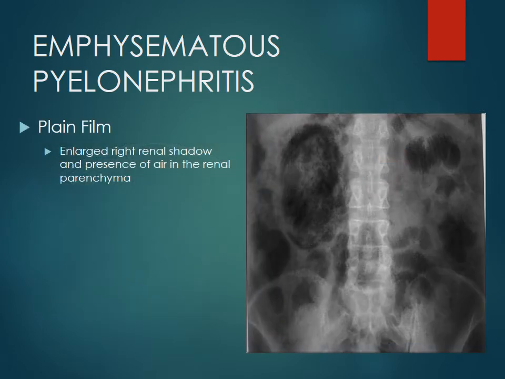On plain film of the abdomen, emphysematous pyelonephritis is identified as an enlarged renal shadow with presence of air. So for this patient, as you can see, air is seen within the right renal shadow.